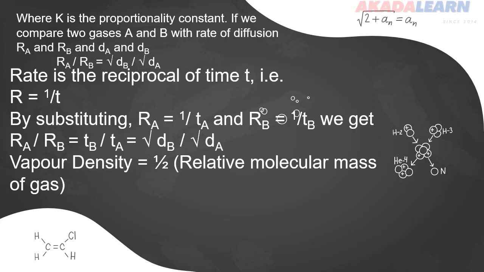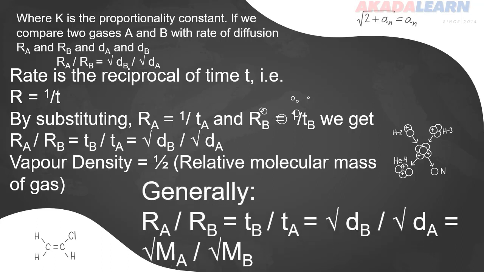But also remember that vapor density is equal to half of relative molar mass of a particular gas. Generally, RA divided by RB is equal to TB divided by TA, which is also equal to square root of dB divided by square root of dA, which is also equal to the square root of MB divided by square root of MA. Remember we said molar mass and density are directly proportional to themselves, they are equal to themselves.